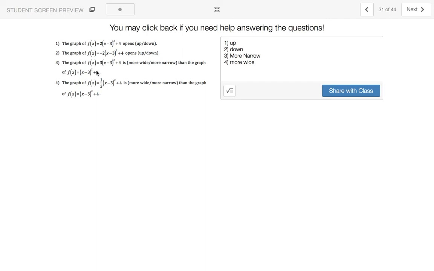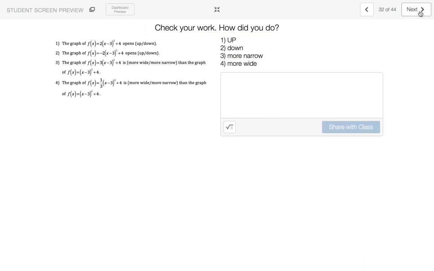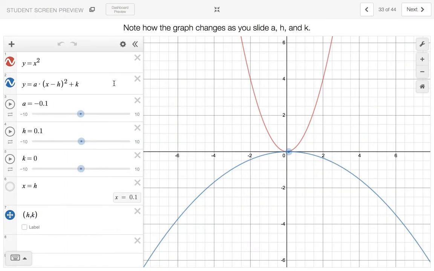Number 3 says the graph of 3 times that is going to be more narrow than the graph without the 3 out in front. So I'm looking at the a values. This is all about the a values. And number 4, the a value is less than 1 because it's 1/3, so it's going to be more wide. So let's keep practicing looking at those a values. Number 1, oh, this is exactly the same one. Just giving you a chance to check it.